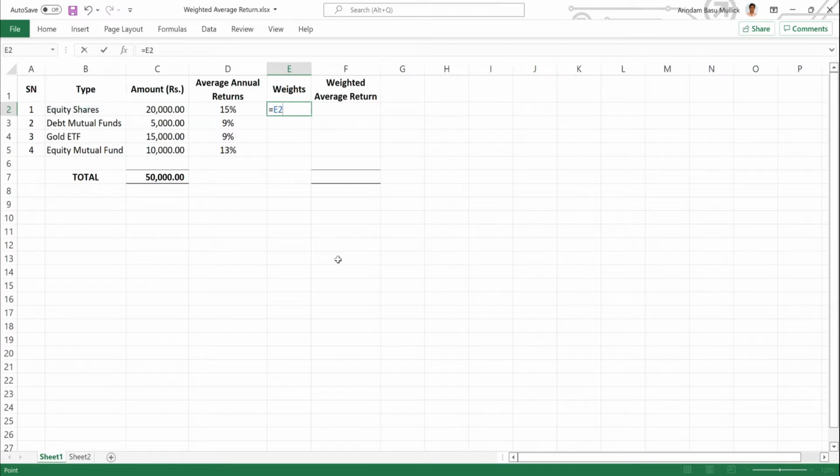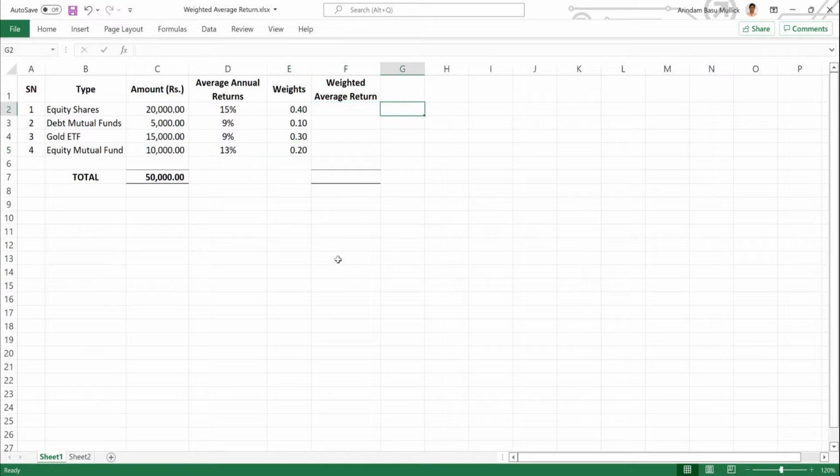So equity share has an investment of 20,000 out of the total amount of 50,000. So here, if you need to calculate the weight of equity share in the total portfolio, that would be 20,000 divided by 50,000, which comes to 40%. Similarly, we need to calculate the weights of the other areas. So you can just drag the formula. That's where it comes to. So debt mutual fund has a representation of 10%, gold 30%, and equity mutual fund 20%.